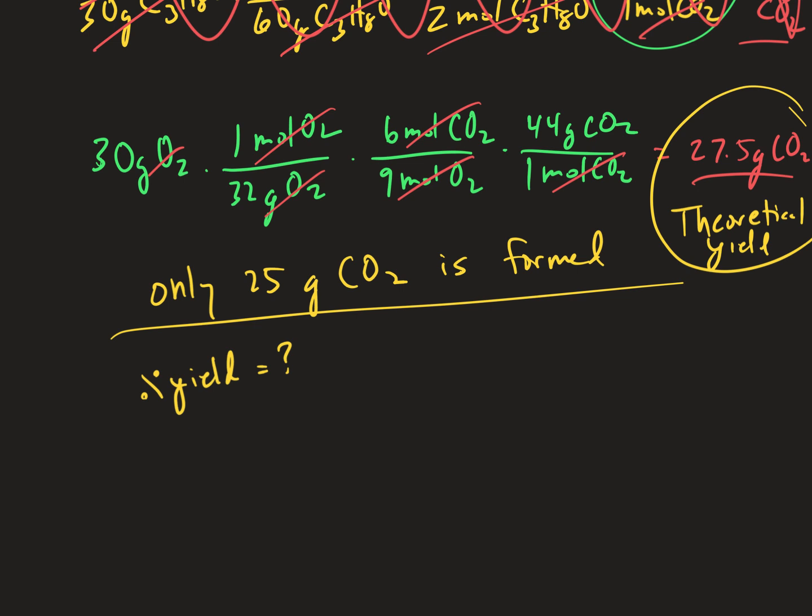So what goes on top? The actual yield, which is 25 grams. Yeah, we only get 25 grams of CO2. And what's our theoretical yield? 27.5 grams of CO2. What cancels? Everything but the numbers, right? No units. What else do we have to do?